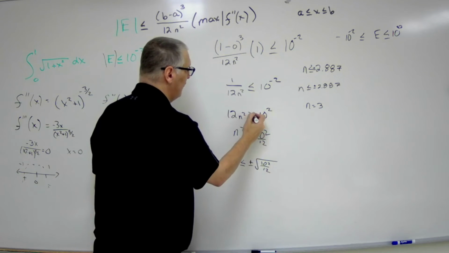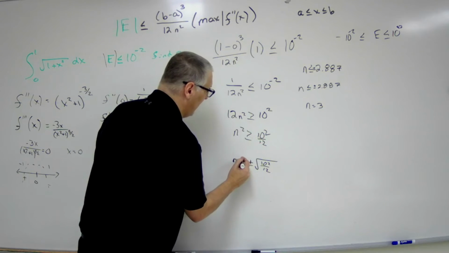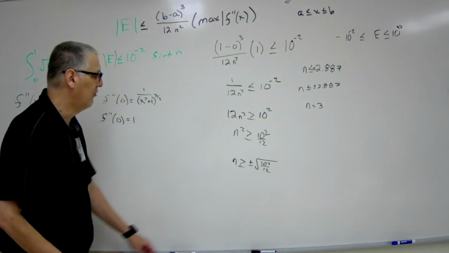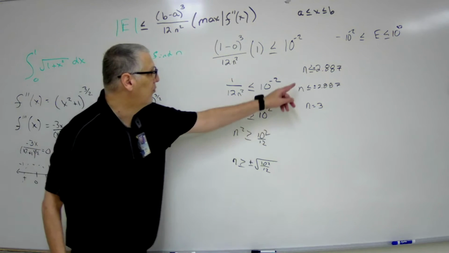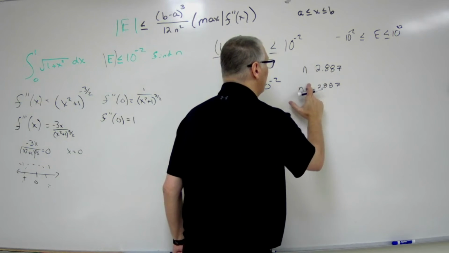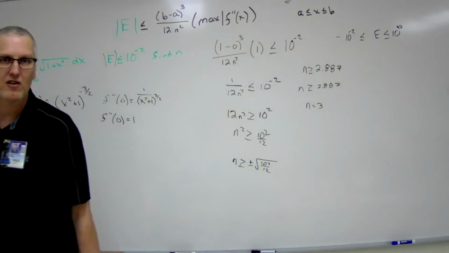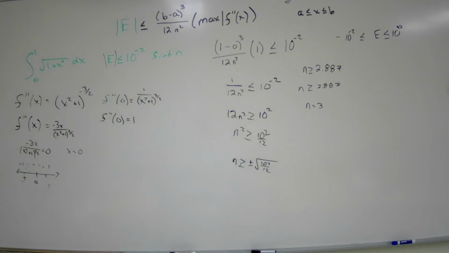This flips. This flips. Then my n has to be greater than or equal to that number of 2 point, which now makes way more sense, doesn't it? And we don't need the plus or minus. Now that makes way more sense, doesn't it? It definitely makes way more sense.